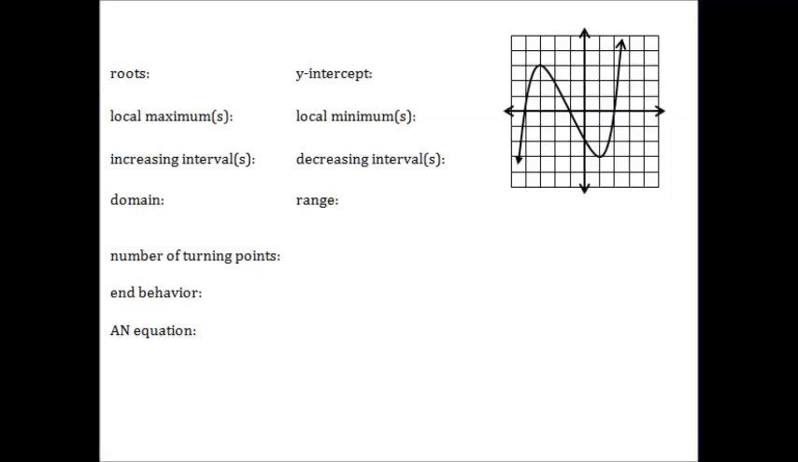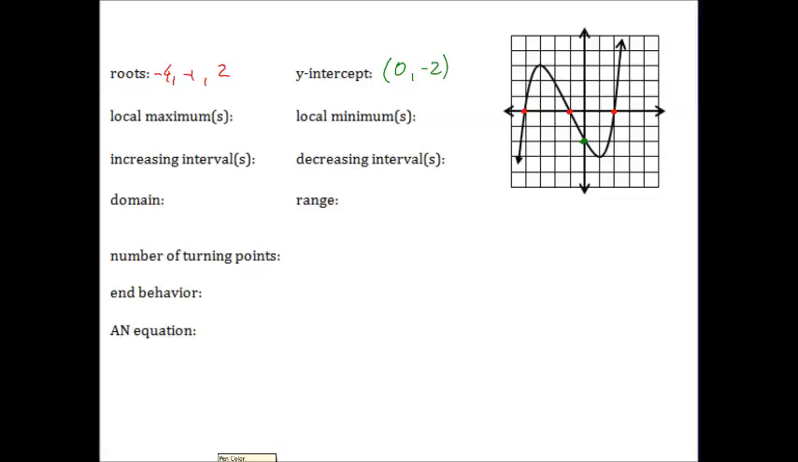Okay, let's look at this example and find all the things that they want us to find here. Starting with the roots. Where are the roots of this function? We have roots here, here, and here. In other words, at -4, -1, and 2. Where is our y-intercept? Our y-intercept right here has the coordinates (0, -2).